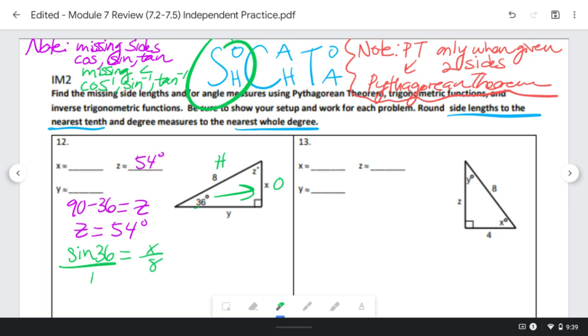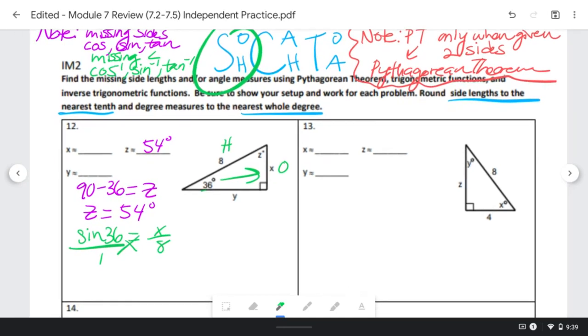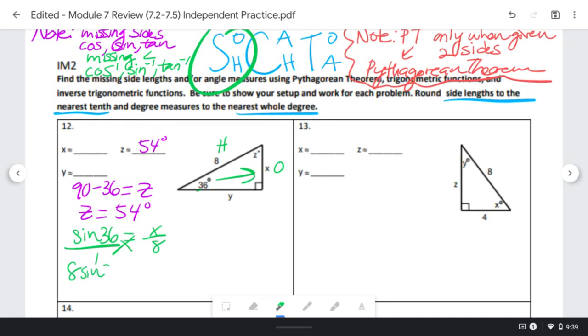You can put that over 1, and then you can cross multiply. So 8 sine 36 equals x. You can also just simply multiply both sides by 8, but I'm using cross multiplication because you can use that whether the x is in the numerator or the denominator, as long as you put your sine, cosine, or tangent over 1. So I plug that into the calculator, and I'm going to do the nearest tenth. Plugging 8 sine 36 into the calculator, you're going to get 4.7.